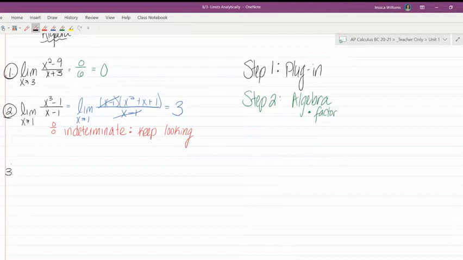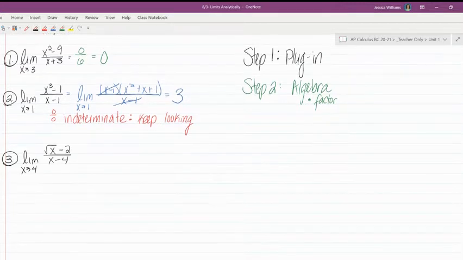Let's try this. So first glance, I don't know. Step 1, plug in. Let's see what happens. Root 4 minus 2 is 0. Uh-oh. 0 divided by 0. No big deal. I'm just going to keep looking.